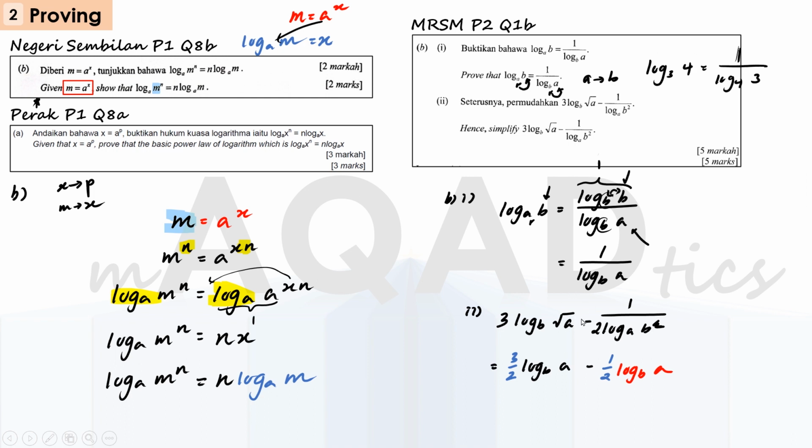Alright, so the square root here will become 1 over 2, then I move it to the front, so here will be 3 over 2. And then you can see that the logs both have the same base, both have the same value, so we can minus them together, which will get this one.